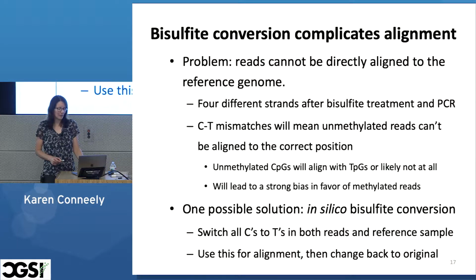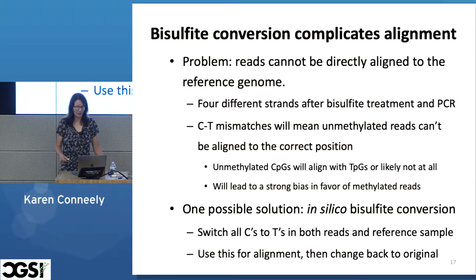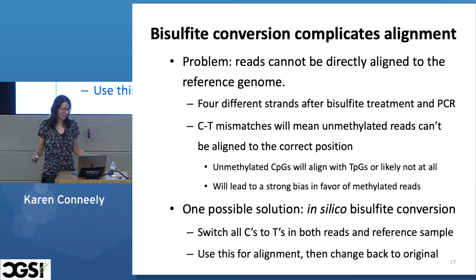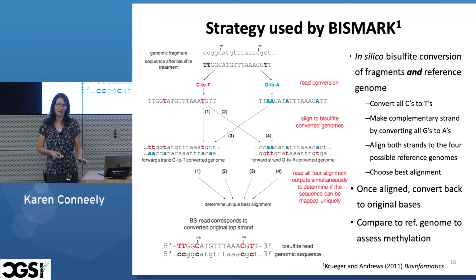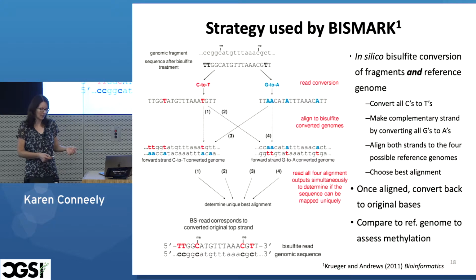So a possible solution to these issues is something known as in silico bisulfite conversion. And in silico means we use our computers to do it. We would take our reads and our reference sequence, and we've got our computer program. We go ahead and switch all the C's to T's, align it, and then just put it back the way it was. And that's basically what in silico bisulfite conversion is. That's what Bismark uses. Bismark is an aligner that is based on Bowtie, but is designed to be used with methylation data. And so it does this whole in silico conversion thing.